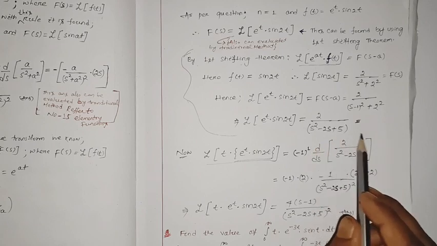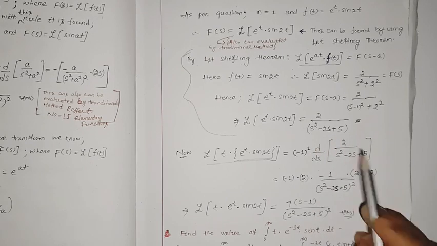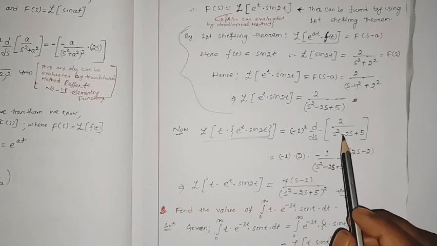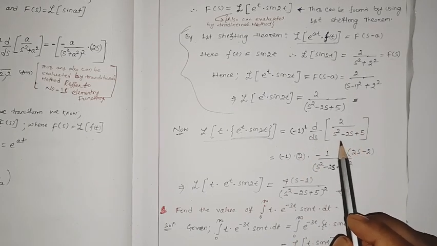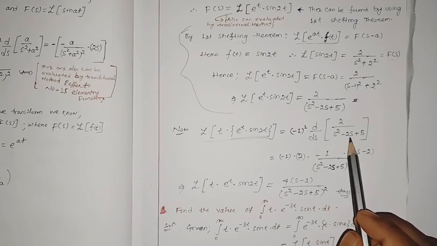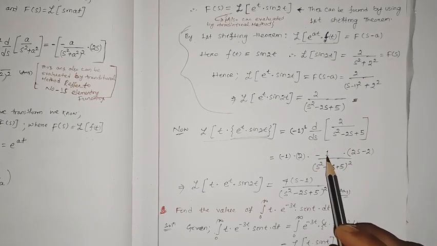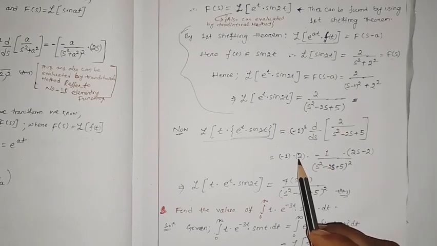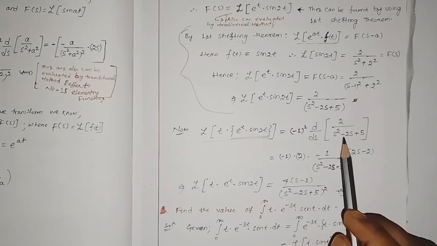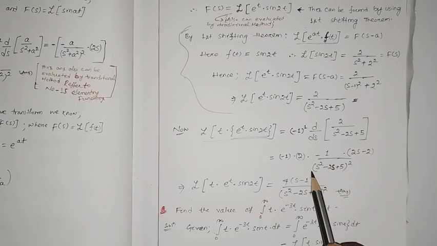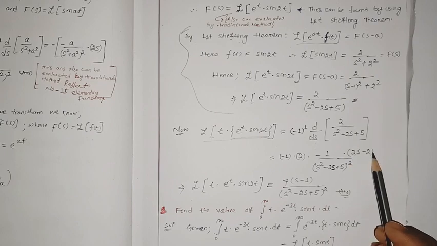First derivative we have to find out. That means d by ds of this one. So here minus 1 to the power 1 means minus 1. And if I differentiate this 2 by s square minus 2s plus 5 with respect to s, then it will be minus of 1 by 2 is there, 2 over written over here, 1 by this much, s square minus 2s plus 5 whole square, and derivative of this one is 2s minus 2.